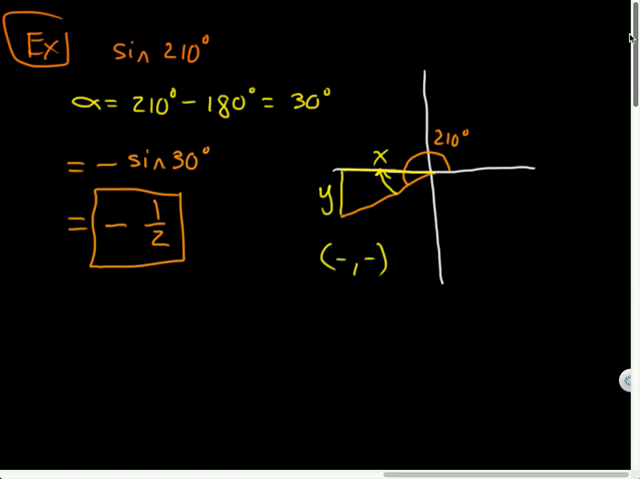So let's see. We figured out we can now determine the values of sine, cosine, and so on in different quadrants. And let's actually even talk about other trig ratios. So all of the trig ratios on the unit circle.